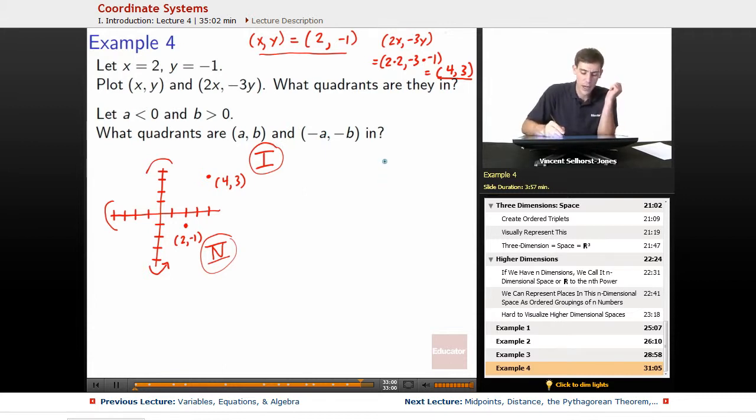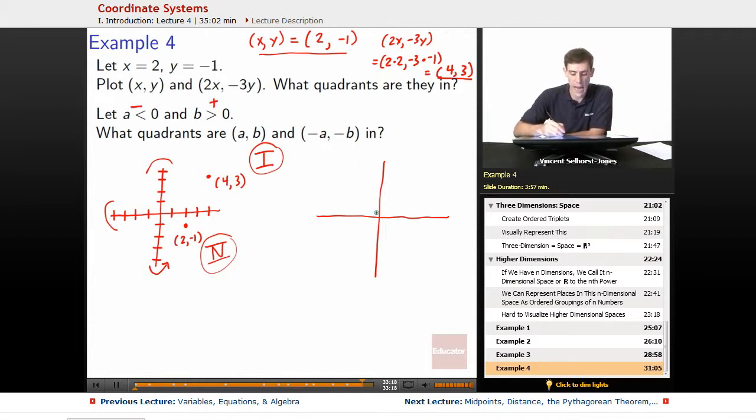What if we wanted to figure out what quadrant (a, b) would be in, where a is less than 0 and b is greater than 0? Well, we don't actually know what a is, and we don't actually know what b is. But we have enough information to figure out what quadrant it's in. If a is less than 0, it's a negative number. And if b is greater than 0, it's a positive number.